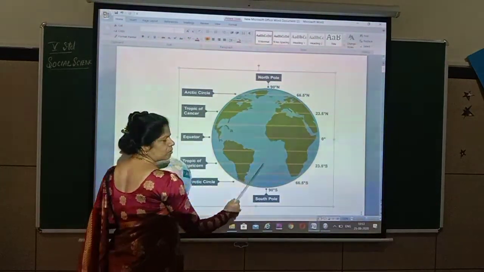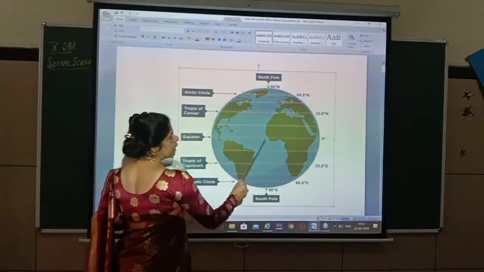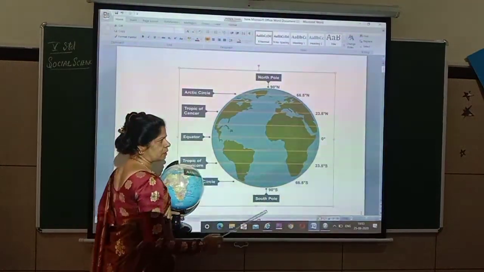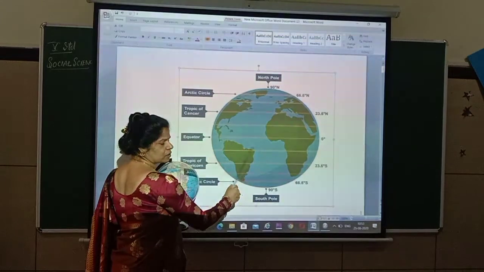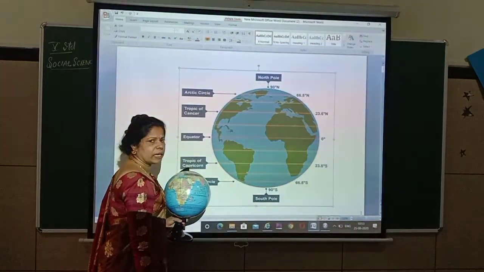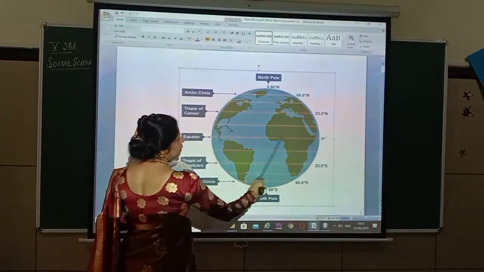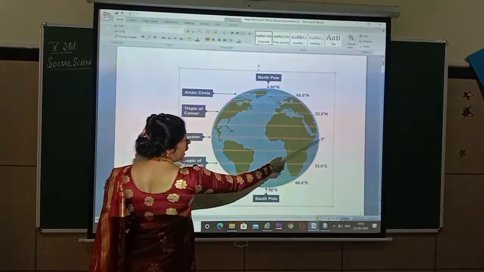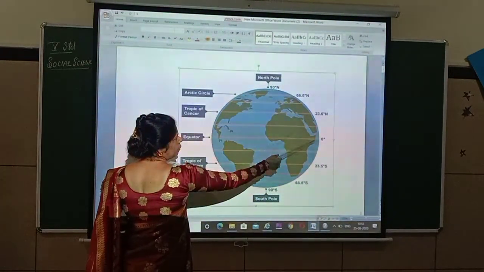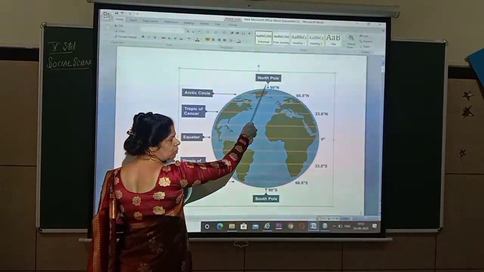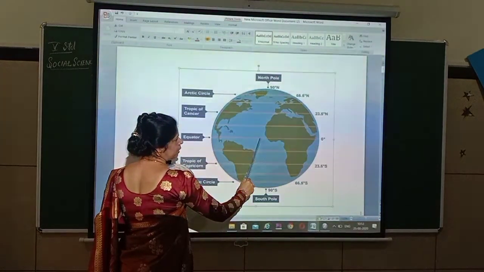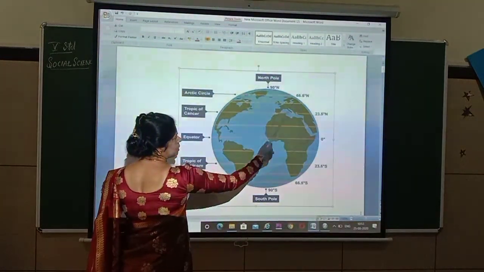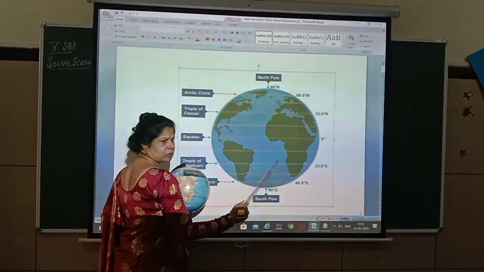And this is always calculated in the form of degrees and minutes. Understood? These latitudes are calculated in the form of degrees and minutes. So the equator is at 0 degree. As it goes upwards, when it comes to the north pole, it is 90 degree. You are keeping the protractor here, and when you go on calculating, the protractor remains to find out the degrees.